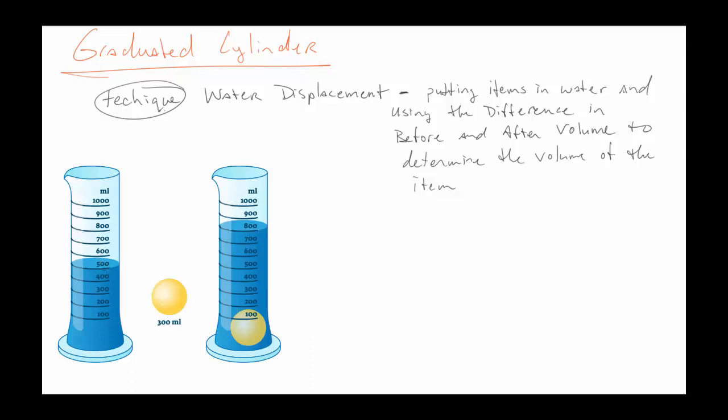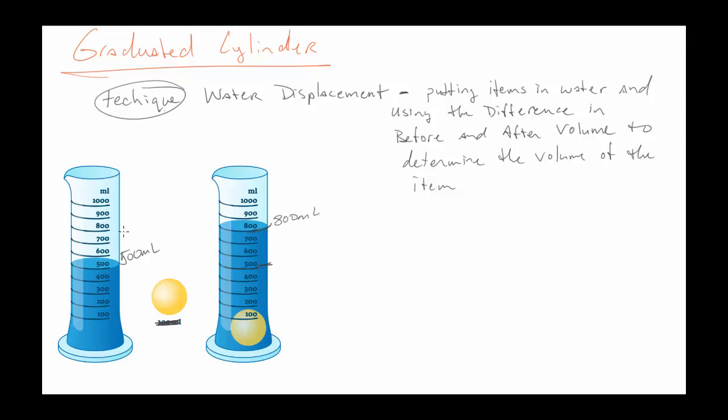Notice our before volume over here is exactly 500. We'll see the increments here, and it's exactly 500. So our before is 500 milliliters. In this particular case, we know the volume of the ball, but pretend that we didn't. We don't know what that volume is, but what we do is put the ball into the graduated cylinder, and notice my water level is not at 500 anymore. Now it's at 800. So my after volume would be 800.